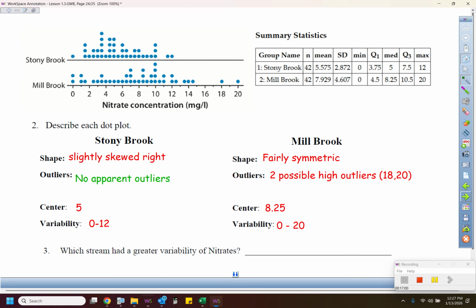Before we start homework, I've got an extra question. Which one varied more, Stony Brook or Millbrook? Which one had greater variation? Millbrook, right? Because the spread is bigger. I should have typed it here, but this answer is Millbrook.